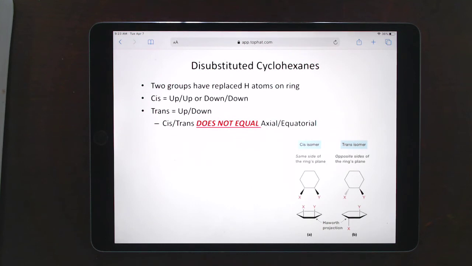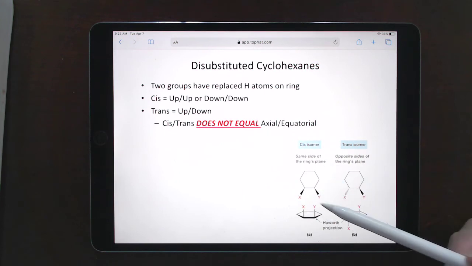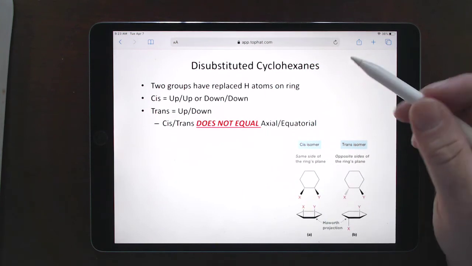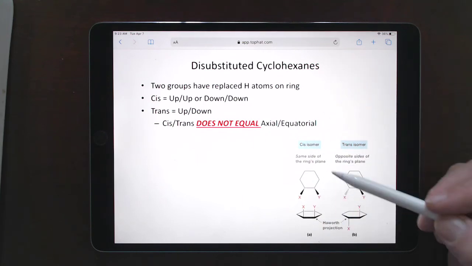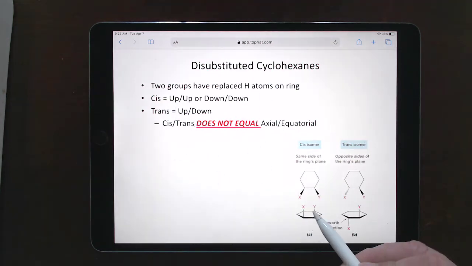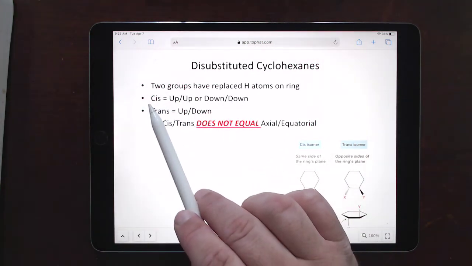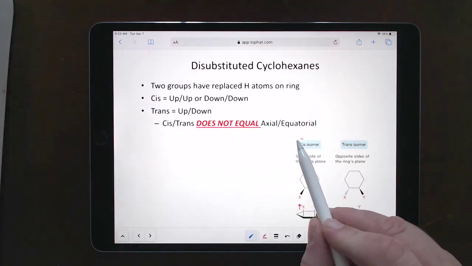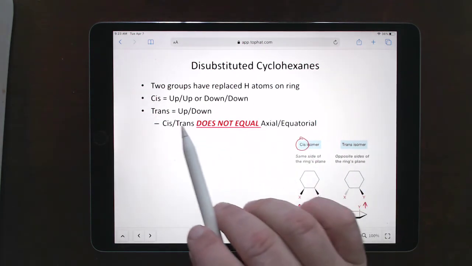Now the problem is, what if you have more than one non-hydrogen group on there? We can designate that as cis and trans. When we do this designation, if both groups are up, or both down, it doesn't matter, we call that cis, the cis isomer. If we have one up and one down, then that's trans.